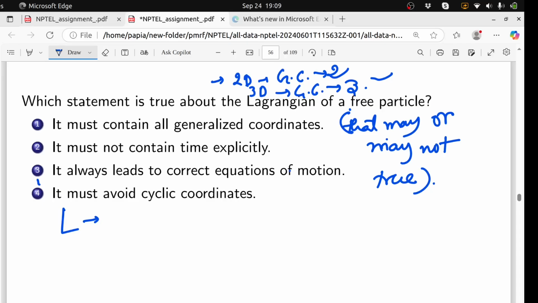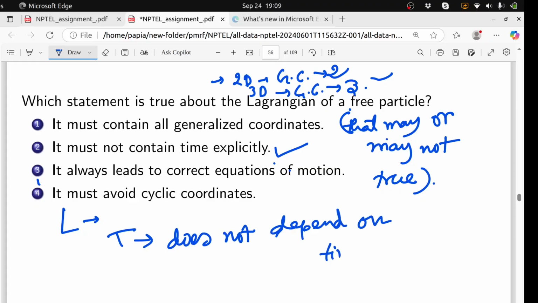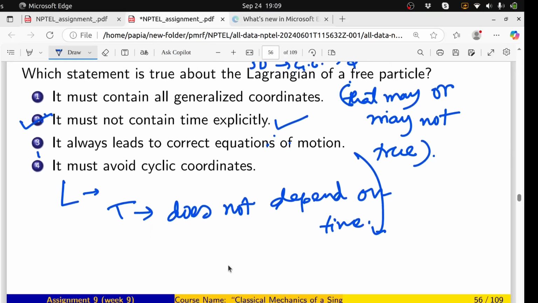It must not contain time explicitly. Yes, that should be true, because our kinetic energy does not depend on time. So obviously it must not contain any time explicitly. It always leads to correct equations of motion. That may or may not be true, because if I take the Cartesian coordinates in 2D, then the equation of motion will be different. If it is Cartesian coordinates in 3D, then the equation will again be different. So this is also may or may not be true.